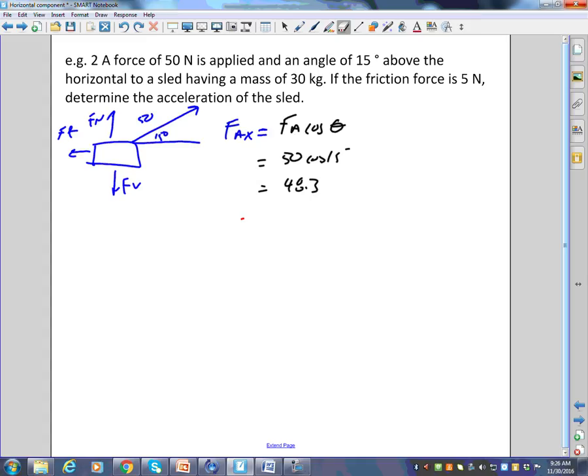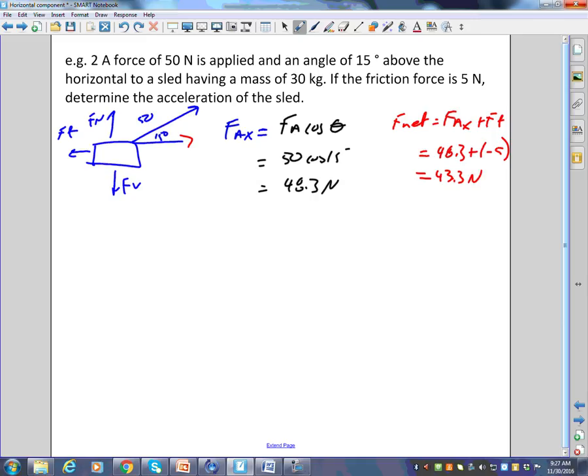Okay, so we've got 48.3 newtons. Now before, the net force was equal to the FAX, but that's not the case here because now we have friction. So you would write F net is equal to FAX plus FF. Those are the two forces acting sideways. So that's going to be 48.3 plus minus 5. You're going to subtract the friction. The horizontal component is reduced by friction. So instead of 48.3, it's going to be 43.3.